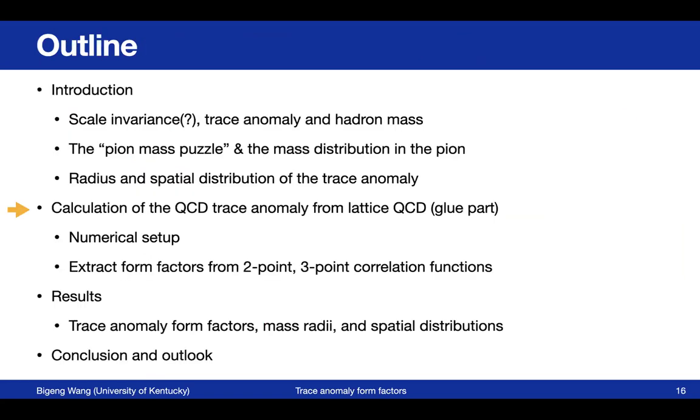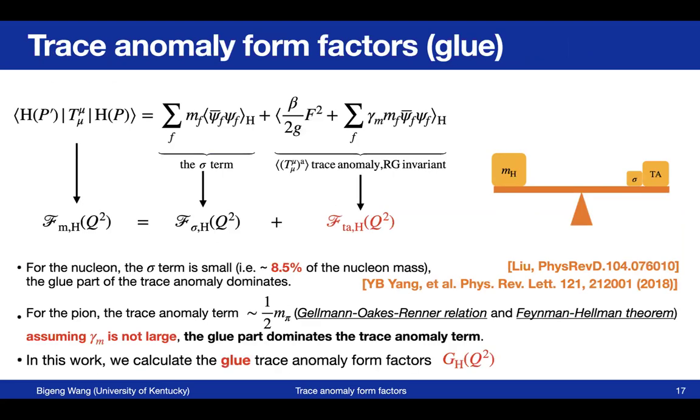So now I'm going to show the detailed calculation that we perform on the lattice. First of all, because the sigma term and the trace anomaly by themselves are RG invariant, we can simply decompose this form factor into two parts. One is from the sigma term, and one is from the trace anomaly.